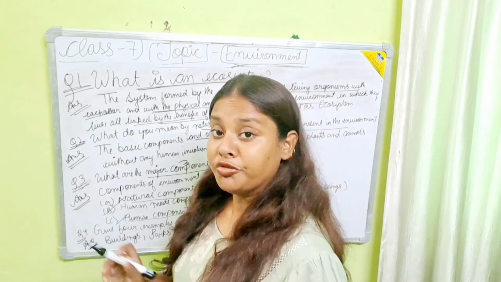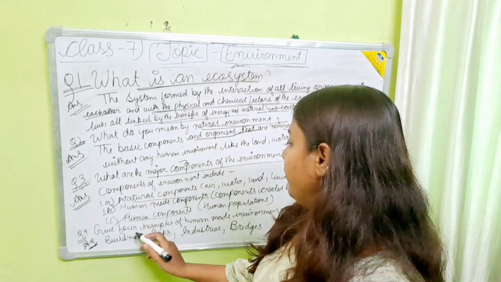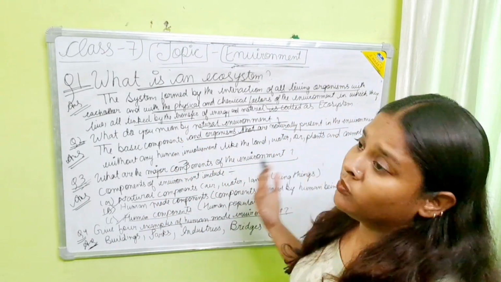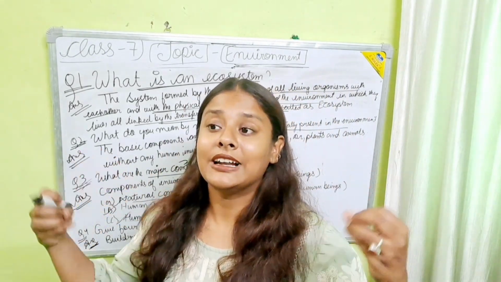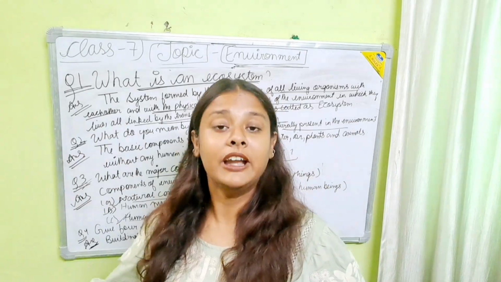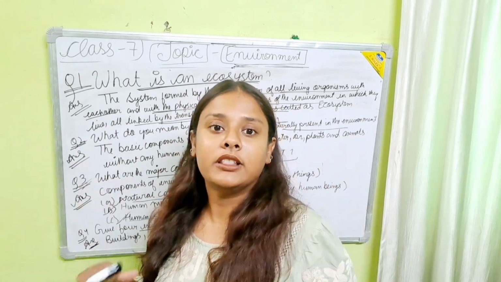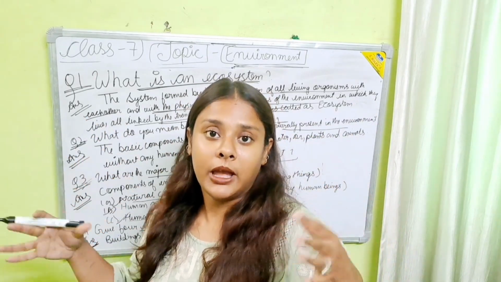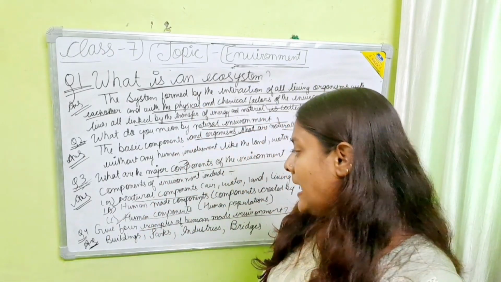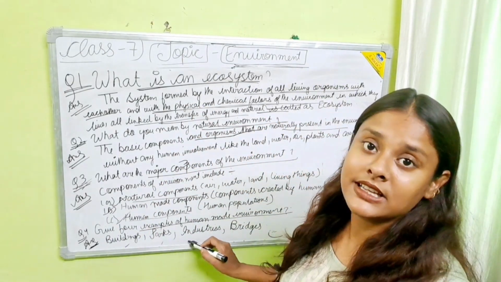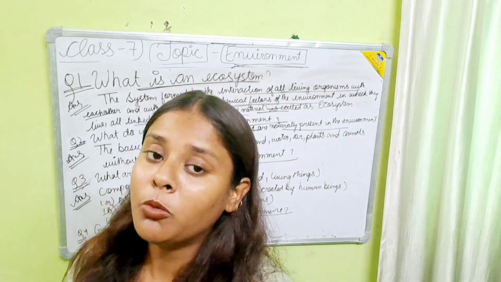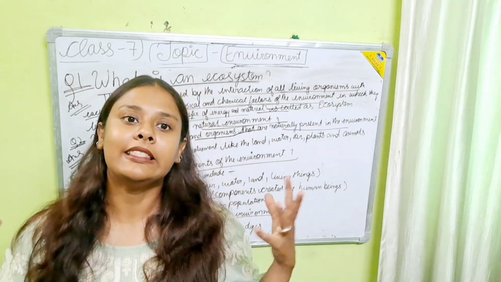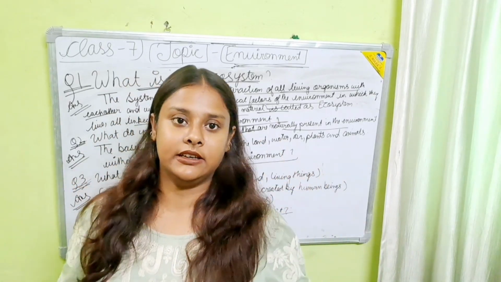Now when we talk about the fourth question, give four examples of human-made environment. The human-made environment is the environment that is created and modified by humans for fulfilling their basic needs. The examples are buildings, parks, industries and bridges. All these things are created and modified by humans for making their living easier.